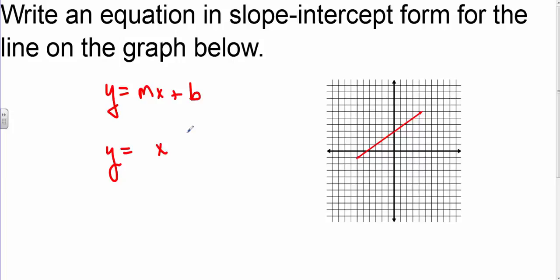But we know this information. Now what goes in front of the x? The slope. But I like to start with the b, the y-intercept, and then go with the slope from that point. So the y-intercept is 1, 2, 3. A positive 3, so we put plus 3.